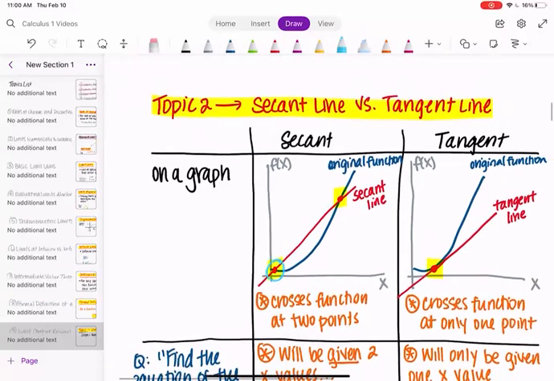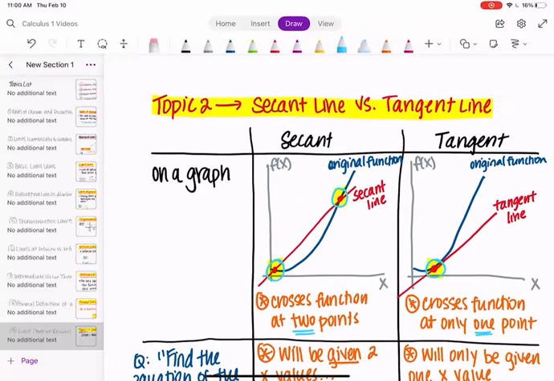So a secant line crosses the function at 2 points, and a tangent line only crosses it at 1 point, but you can think of it more, instead of just crossing it at 1 point, you have to think about it as like you're pushing that tangent line up against the function just so it rests on it at 1 point.